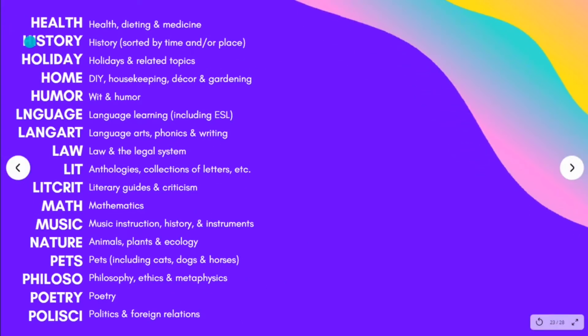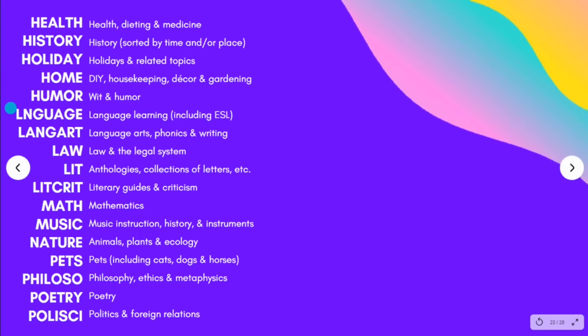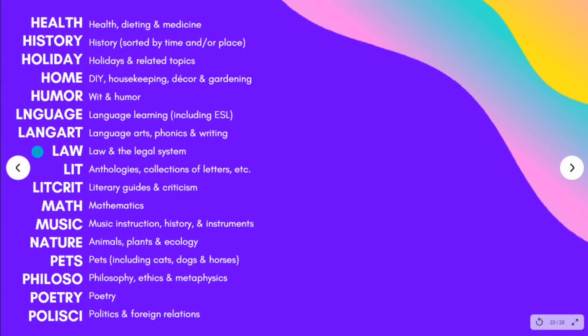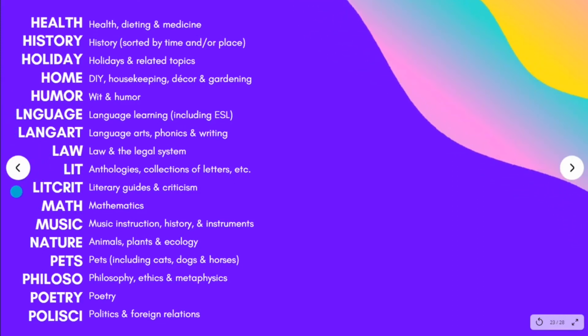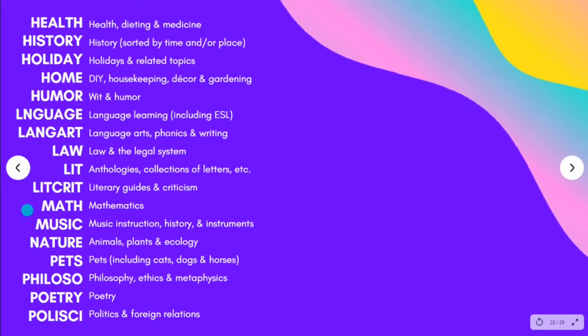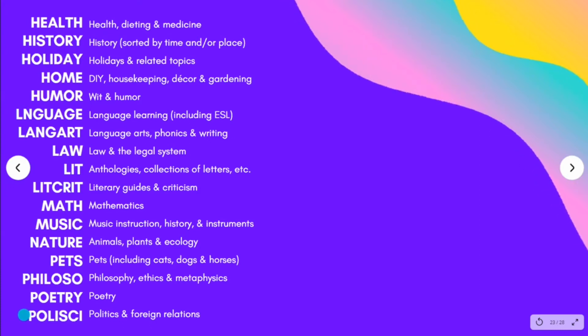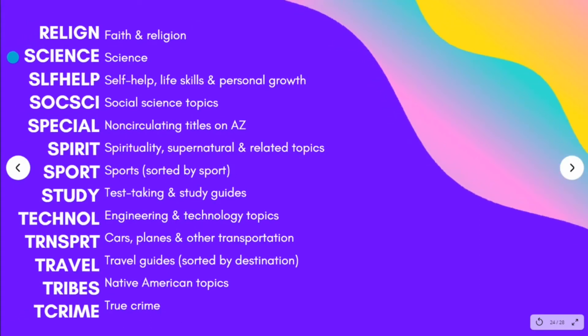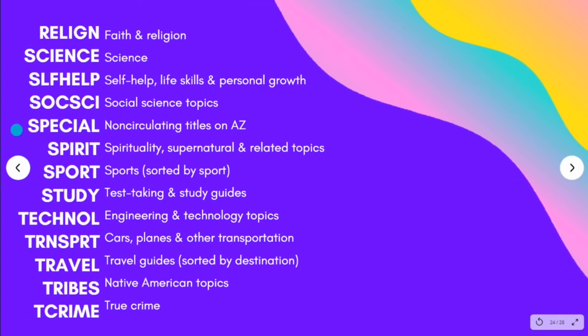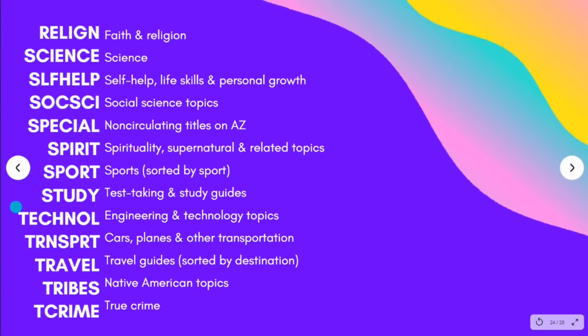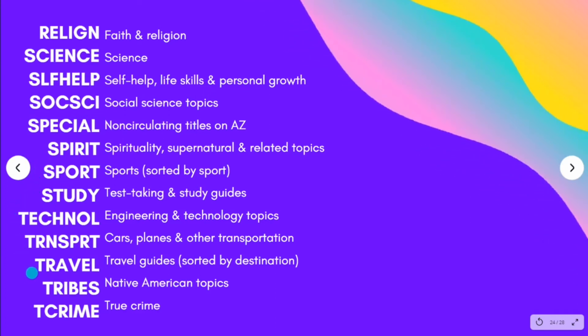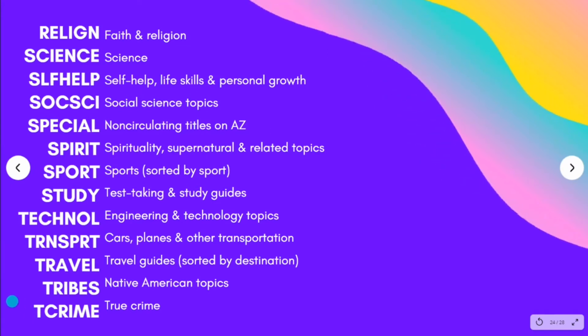We've got health, history, holiday, home, humor, language, language arts, law, literature, literary crit, math, music, nature, pets, philosophy, poetry, and political science. Religion, science, self-help, social science, special, spirit, sport, study, technology, transportation, travel, tribes, and crime, or true crime.